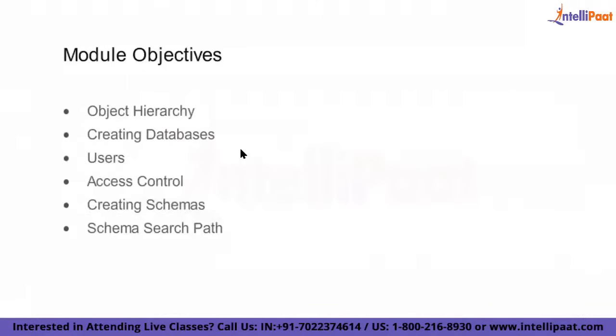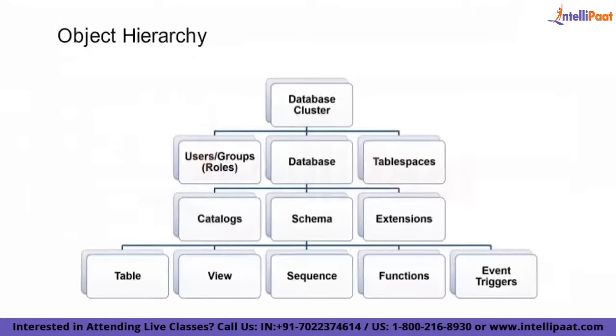Okay, so let's go through the object hierarchy. Once your cluster is ready, you can create the database. So this is how the object hierarchy is in Postgres. The top level is your database cluster. Below that you have users, then databases, and then tablespaces. And then in the database, you have catalog schemas.